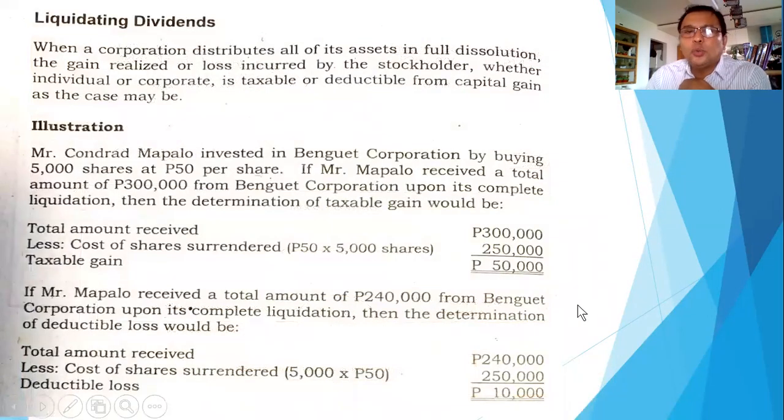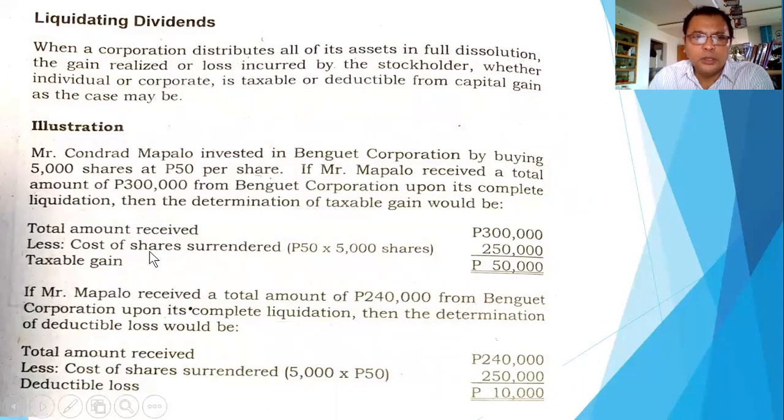Okay, let's go to liquidating dividends. What are liquidating dividends? This happens when the corporation is in the process of dissolution. So it's going to close. So it's going to distribute all its assets in full dissolution. Then the gain realized or the loss incurred by the stockholder, whether individual or corporate, is taxable or deductible from capital gain, as the case may be.